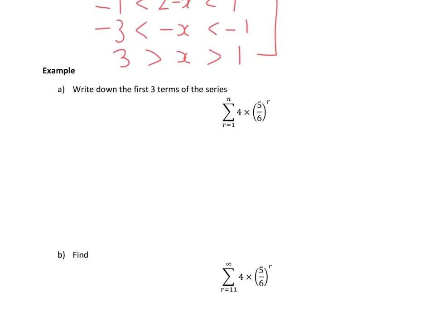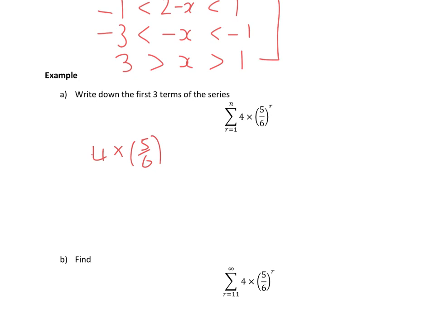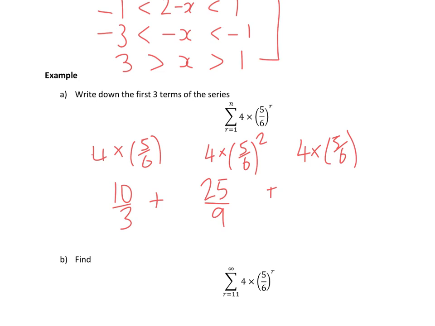Okay, write down the first 3 terms of this series. Well, if I sub in r as 1, I get 4 times 5 over 6, which gives me 10 over 3, plus, if I sub in r as 2, I get 25 over 9, and if I sub in r as 3, I get 125 over 54. Yes, those are the first 3 terms.